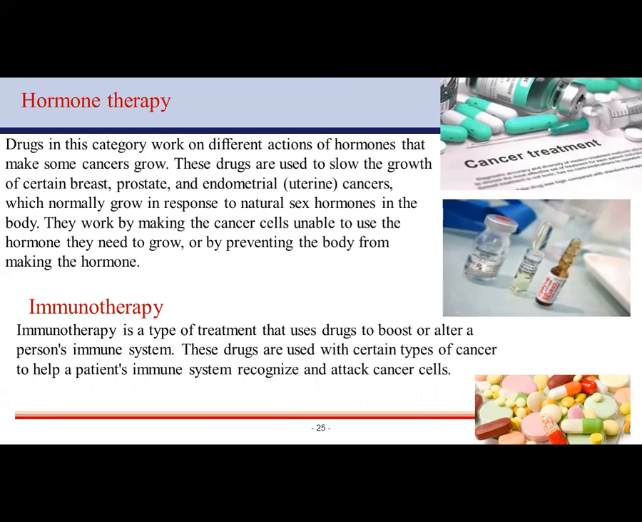They work by making the cancer cells unable to use the hormone they need to grow and preventing the body from making the hormone. Immunotherapy. Immunotherapy is a type of treatment that uses drugs to boost or alter a person's immune system. These drugs are used with certain types of cancer to help a patient's immune system recognize and attack cancer cells.